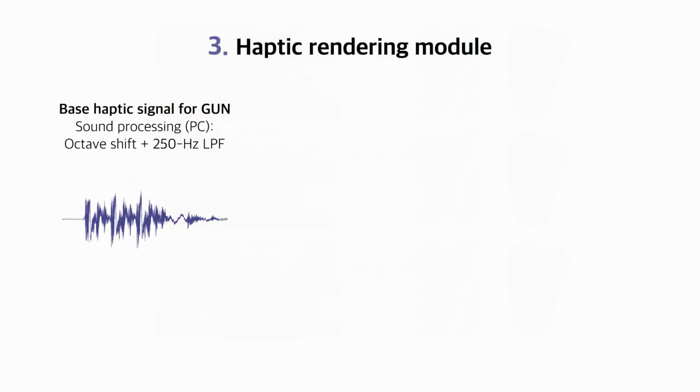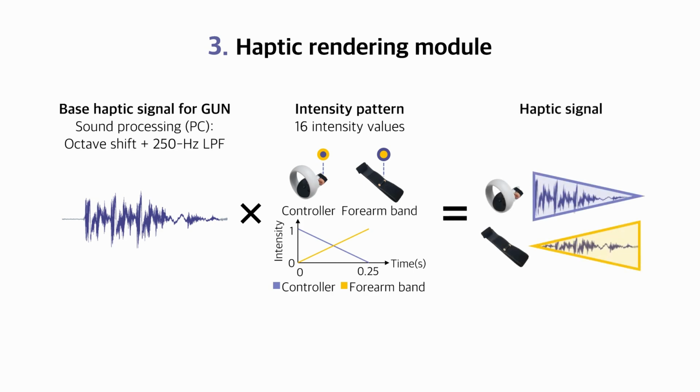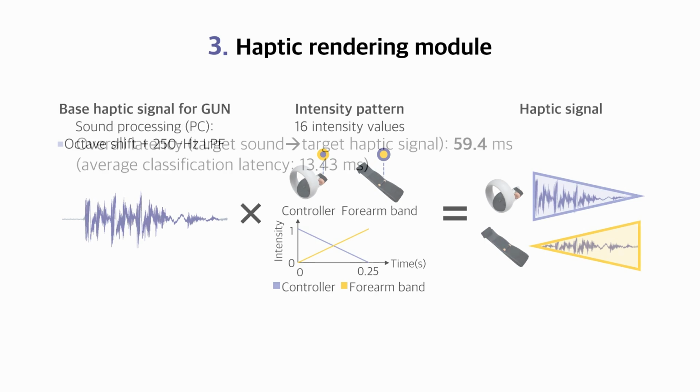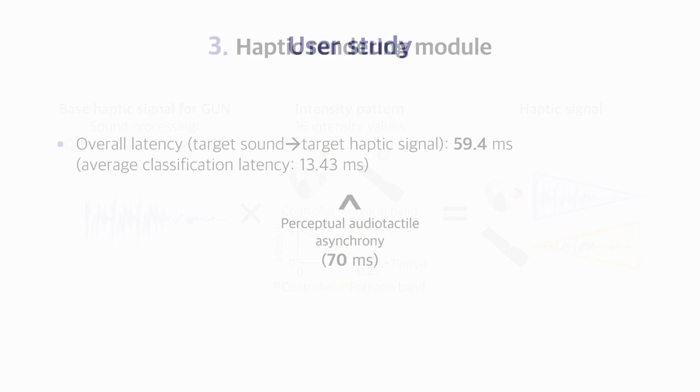Now we need to generate the actual haptic signals and distribute them to each actuator. To convert the sound signals to haptic signals, we first applied an octave shift and a low-pass filter. Then we multiplied these signals with the intensity patterns generated by the pattern module, creating the signals applied to each actuator. This whole process, from start to finish, takes less than 60 milliseconds, making it feel almost real-time.